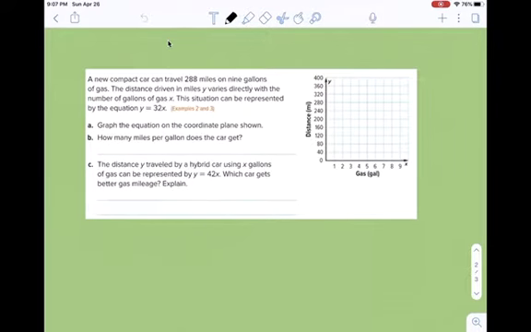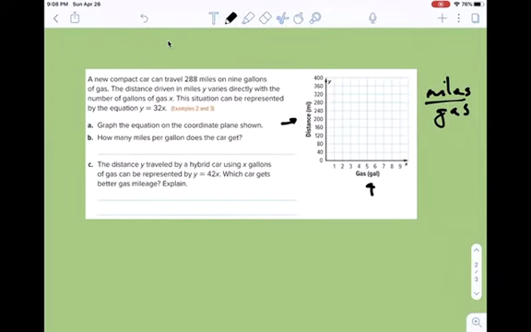All right, so we've got this first question here. A new compact car can travel 288 miles on 9 gallons of gas. The distance driven in miles, y, varies directly with the number of gallons of gas, x. So miles is my y, and gas is my x. And the graph's already set up for us, so we're in pretty good shape that way. This situation can be represented by the equation y equals 32x.